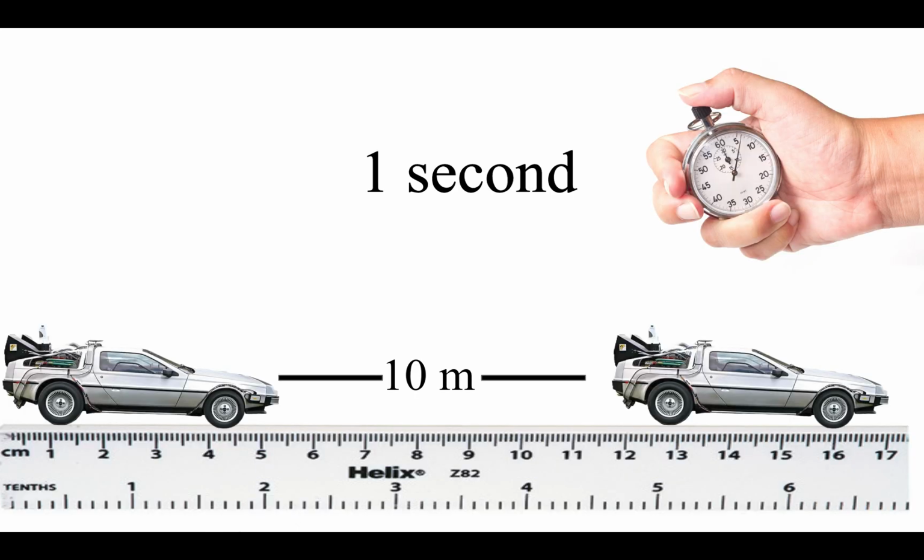So 10 meters per second is really just a way to express that an object is moving so fast, it's moving 10 meters every second that passes. Am I repeating myself too much?